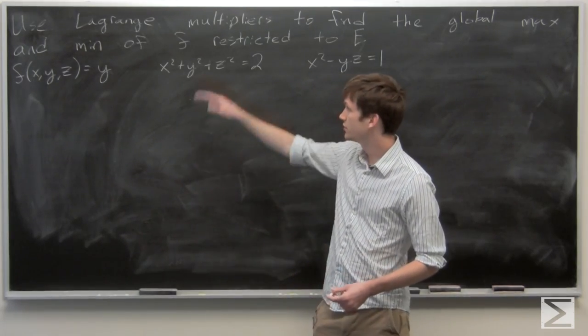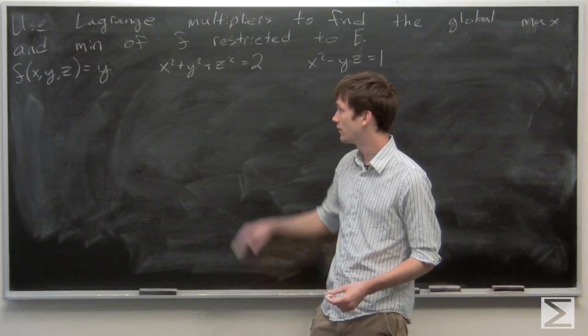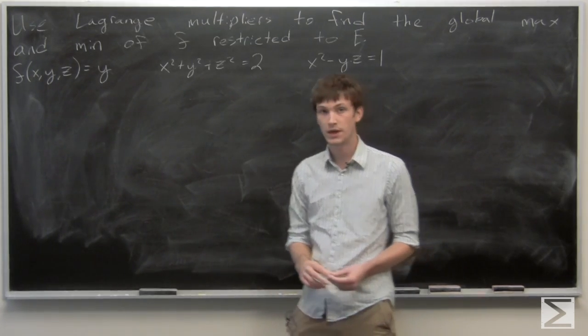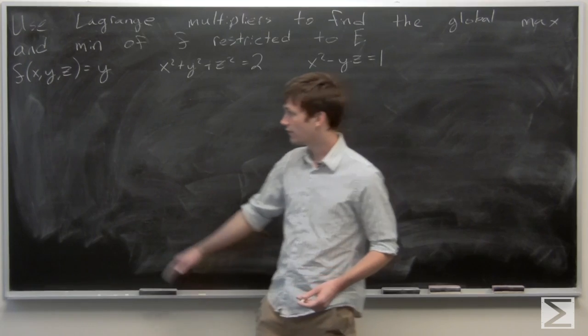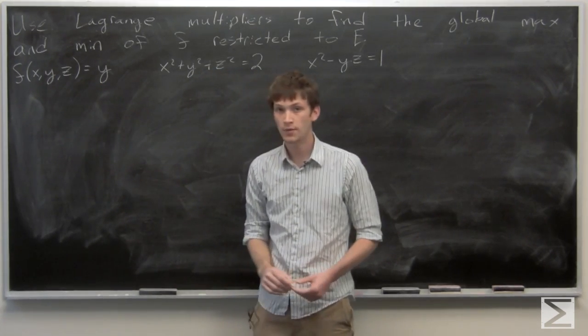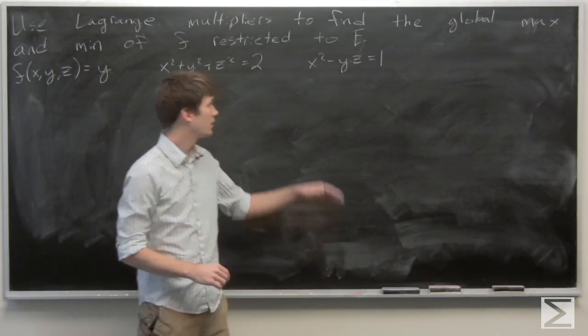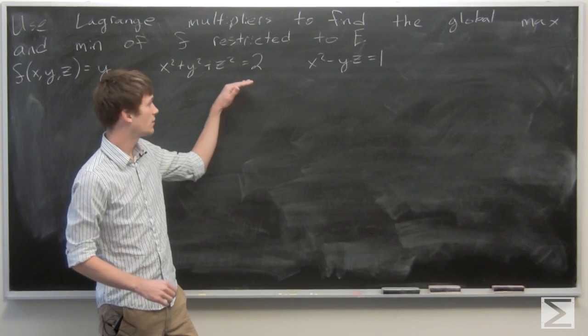In this problem, we're asked to use Lagrange multipliers to find the global max and min of our function f restricted to a compact region E. And our function f is defined as f of x, y, z equals y. And then our compact region is defined by two constraint functions.